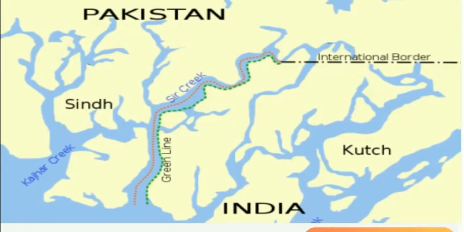So Pakistan says that this green line of Sar Creek should be the main boundary of India and Pakistan in this area. However, India says that according to the Thalweg principle, this red dotted line should be the main boundary of India and Pakistan in this region. So it is a matter of contention between these two countries.